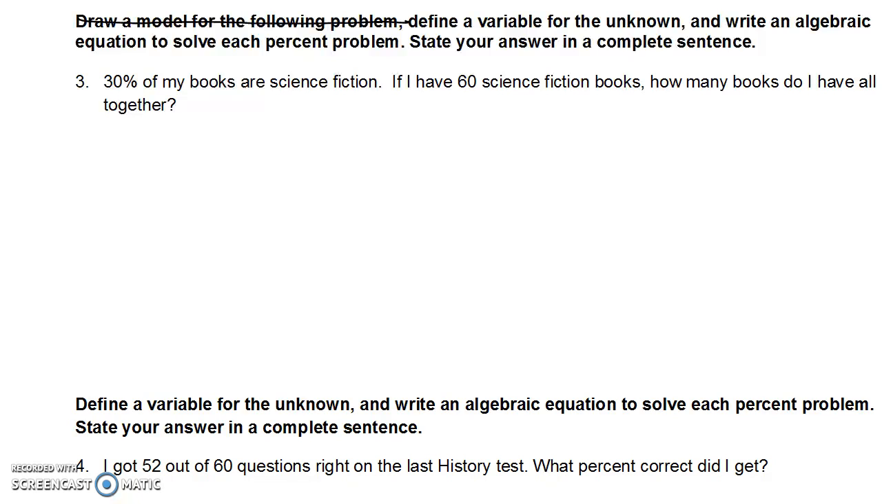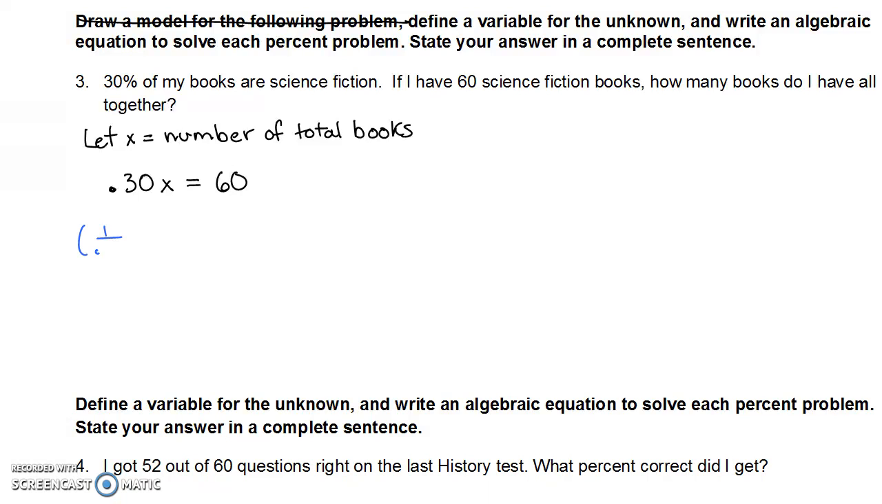Number 3, 30% of my books are science fiction. If I have 60 science fiction books, how many books do I have altogether? We are going to let x equal the number of total books. Total books is going to be the whole. The percent is 30%. As a decimal, 30% gives us 0.30 multiplied by x, which is the whole, equals the part, and the part is 60.